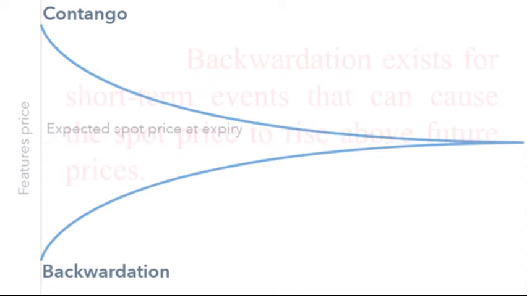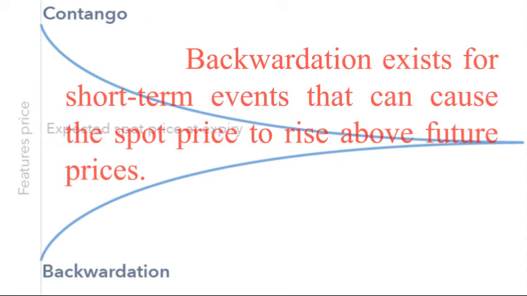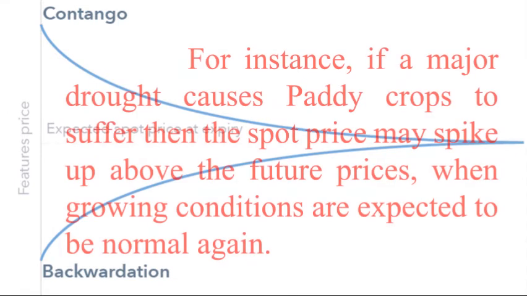spot. Backwardation exists for short-term events that can cause the spot price to rise above future prices. For instance, if a major drought causes paddy crops to suffer, then the spot price may spike up above the future prices when growing conditions are expected to be normal again.